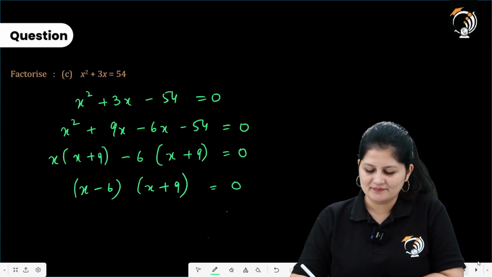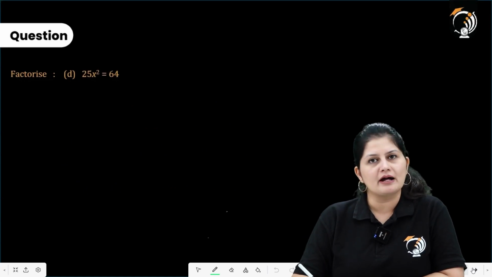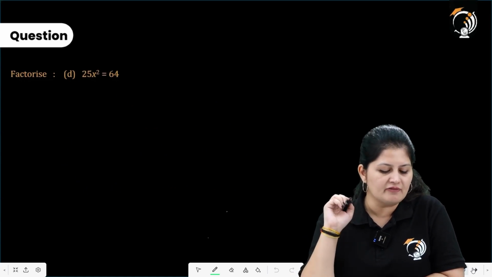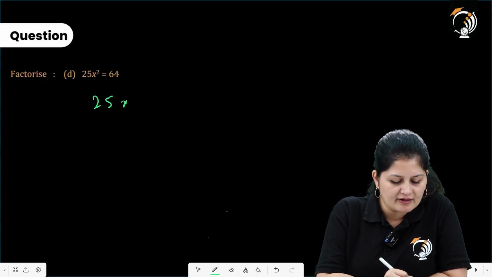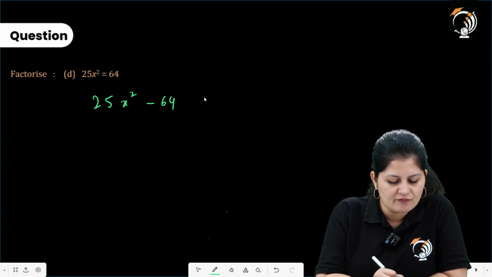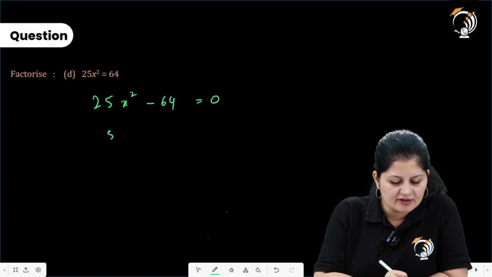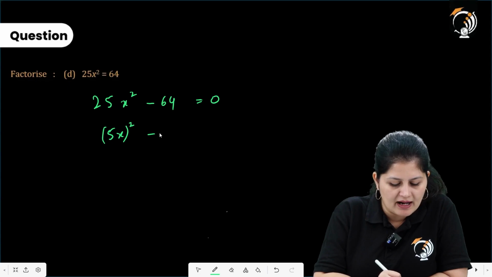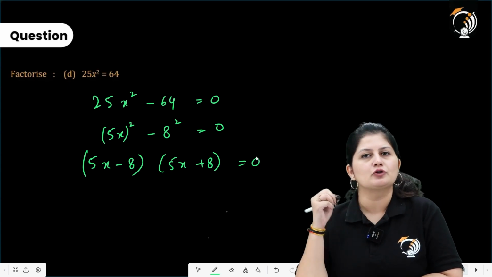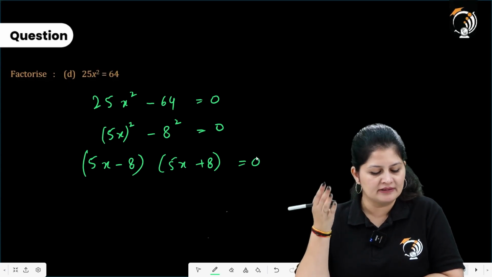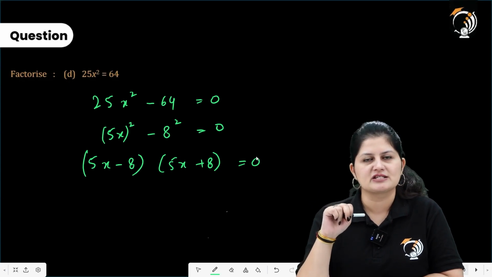Understood? Okay, moving to one more part on this, which says that 25x square is equal to 64. So here if we need to do the factors, 25x square minus 64 is equal to 0. This can further be written as 5x whole square minus 8 square is equal to 0. So the factors are going to be 5x minus 8 and 5x plus 8. This is actually the difference of two square numbers. That is a property being used in this specific question.